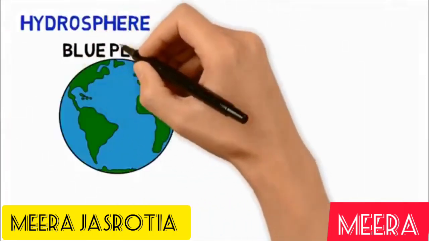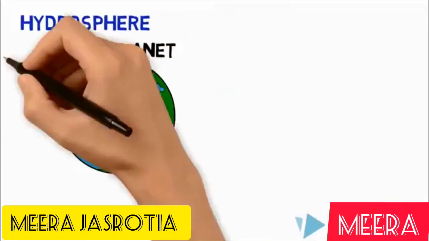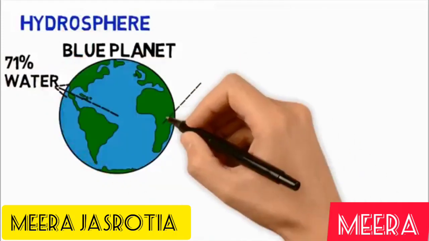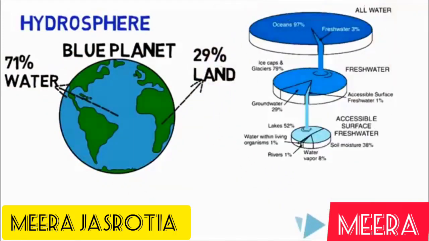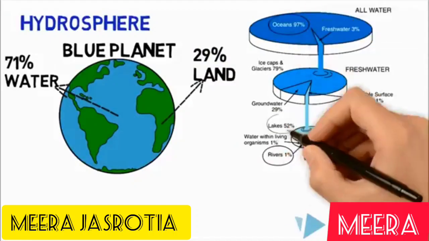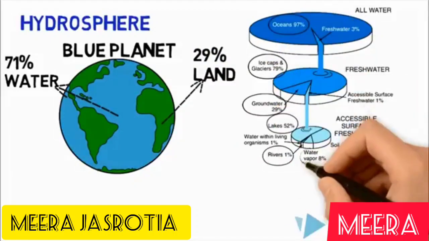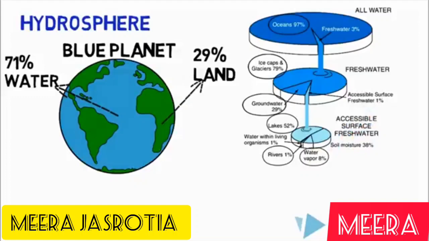The Earth is called the Blue Planet because more than 71% of the Earth is covered with water and only 29% is land. Hydrosphere consists of water in all its forms, as running water in oceans, rivers, and lakes, ice and glaciers, underground water and the water vapor in the atmosphere all comprise the hydrosphere.